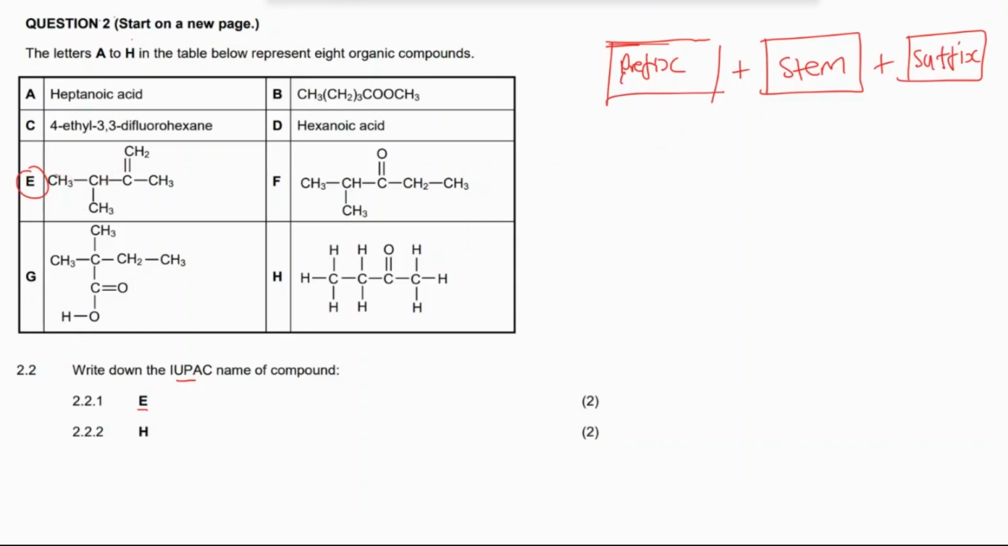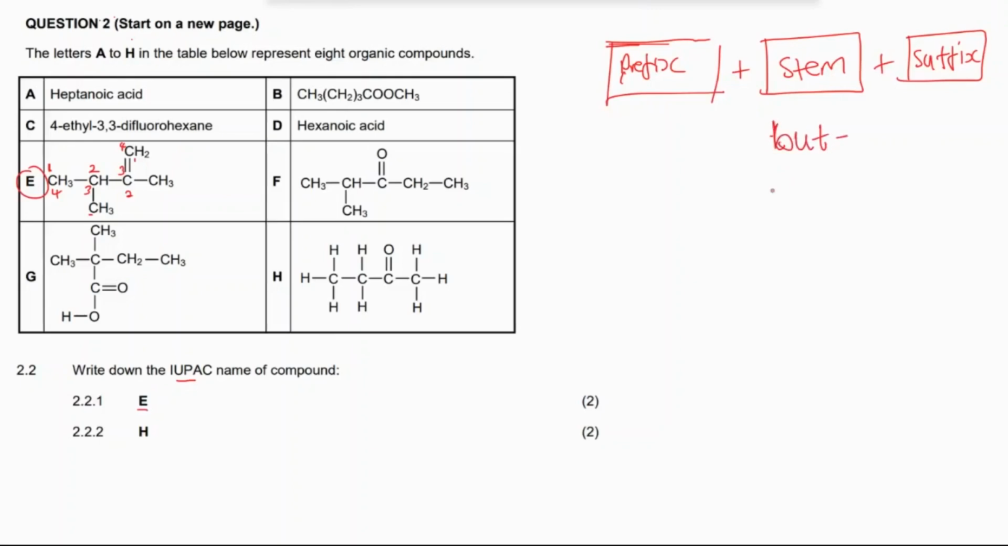So I can count from here. This is 1, 2, 3, 4. Even 1, 2, 3, 4. So I can start here with this one. Even if I want, I can start with this. They'll give us the same thing. Let's number the carbon atoms: 1, 2, 3, 4. And then we number them backwards again: 1, 2, 3, 4. So we have 4 carbon atoms, so we have but.